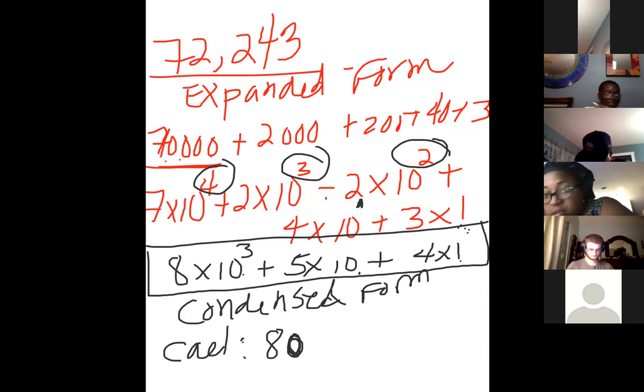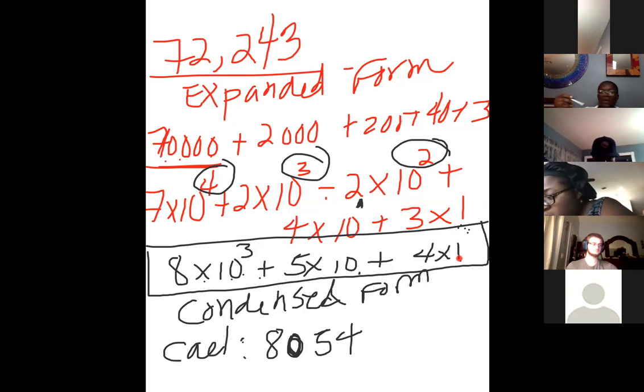Anybody? 8,054. And there you are. Just plug it into your calculator. Just take all of this and plug it into your calculator and let the calculator do it. Okay, you don't even have to calculate it.